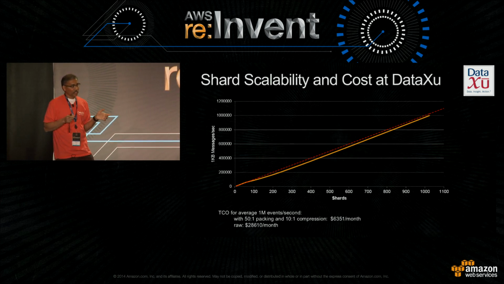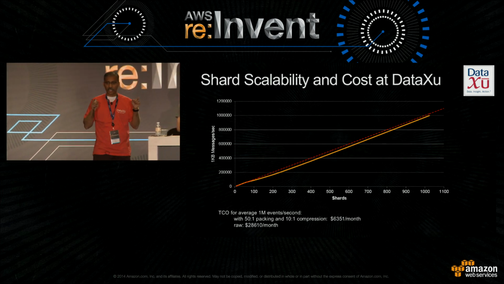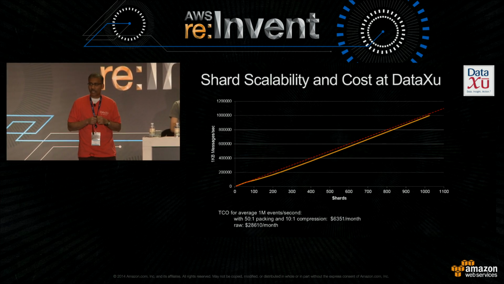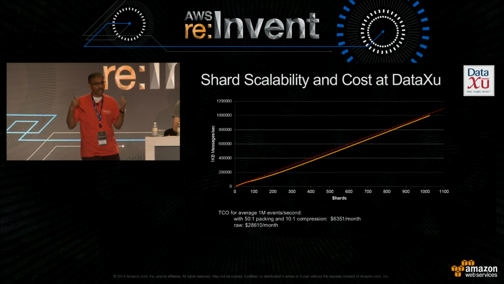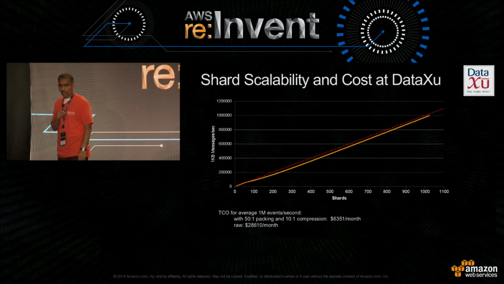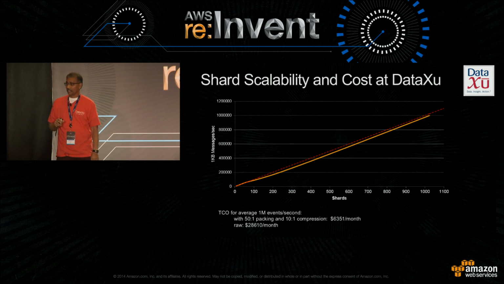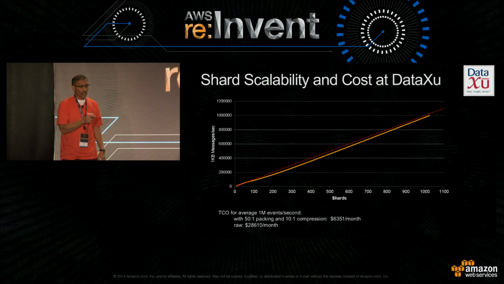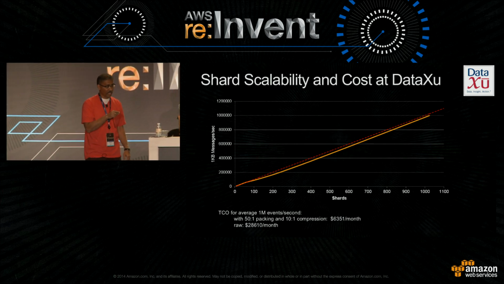Ladies and gentlemen, the red line is the picture-perfect, textbook linear scale, and the yellow line is how Kinesis scales. And that's the proof in the pudding. And get this, the kicker is actually in the total cost of ownership. So I did the back-of-the-envelope math, and for us, we're sending a million messages a second.